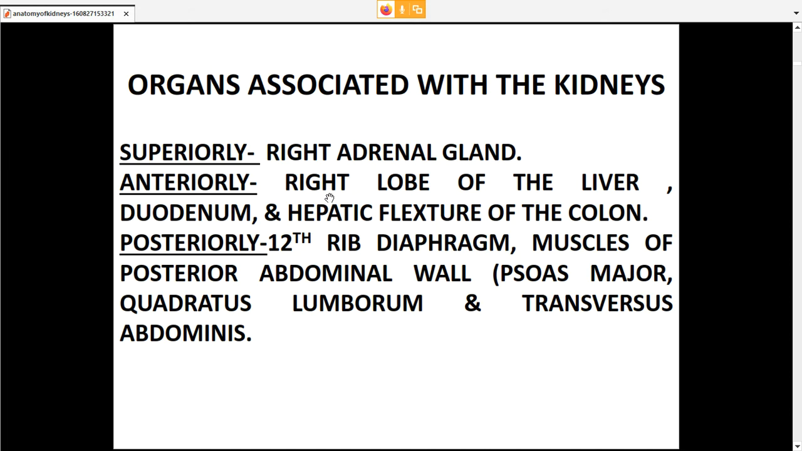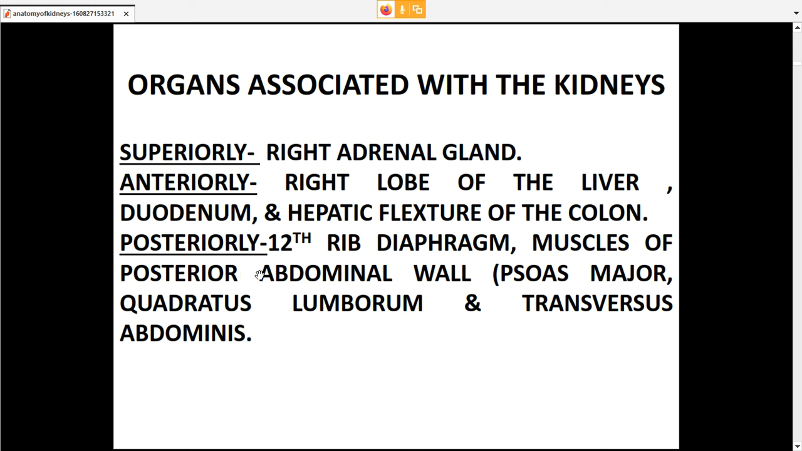Then anteriorly, the right kidney is related to the right lobe of the liver. Now you must understand that anterior to the right kidney, the liver is present, then the duodenum, then the hepatic flexure of the colon. That is the large intestine, also called the right flexure of the colon.